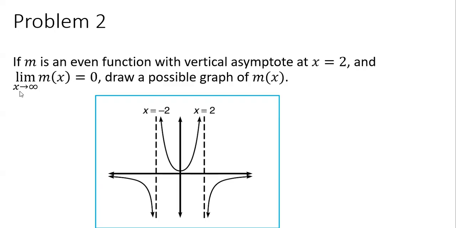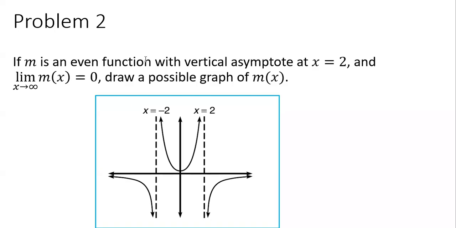Limit as x approaches infinity of m of x is 0. That's a horizontal asymptote of y equals 0. So I would start drawing that. And then to connect the pieces, since we know the asymptote is over there, we can draw it approaching this vertical asymptote this way.